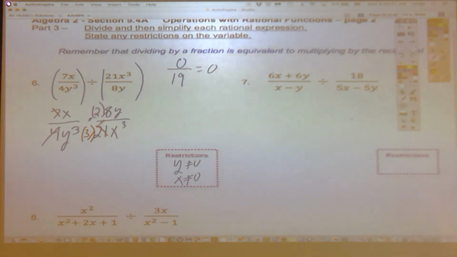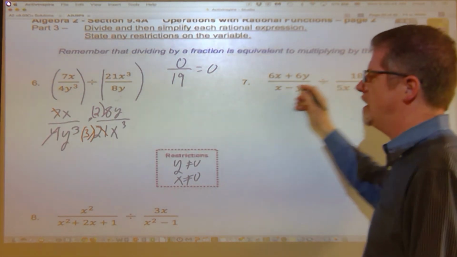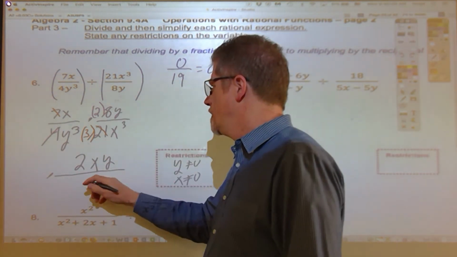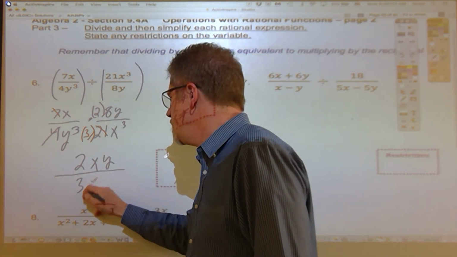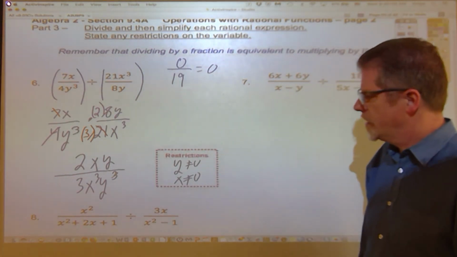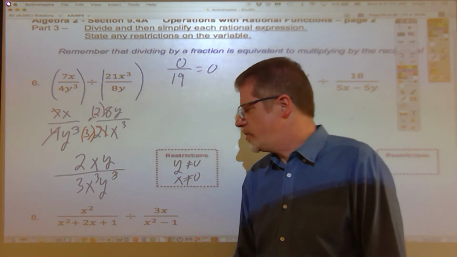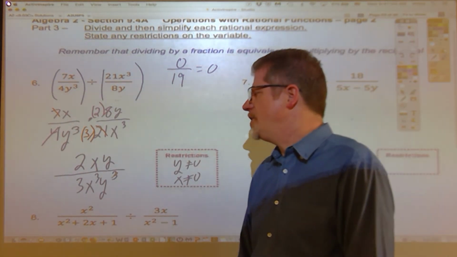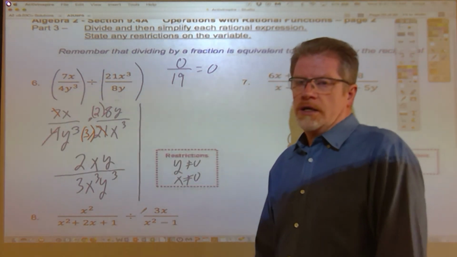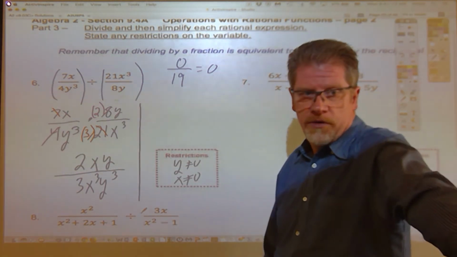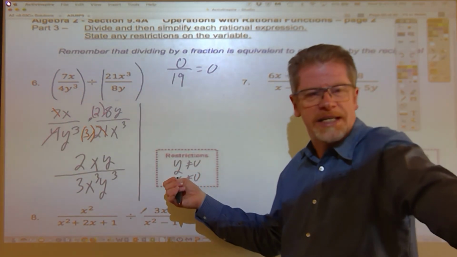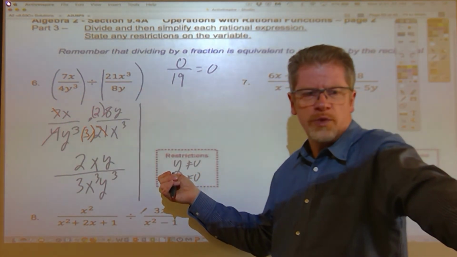So cancel and then multiply. Upstairs is 2xy. Downstairs we've got 3x cubed y cubed. There's more canceling to do though. A pair of x's will cancel, a pair of y's will cancel. What do you anticipate the final answer will be for problem 6? Help me out with this one, please. Jonathan, final answer. There's more canceling to do, but when the cancellations are completed, what will remain?